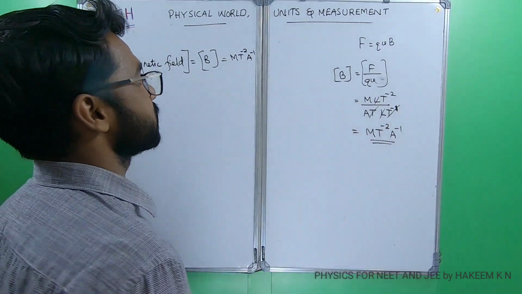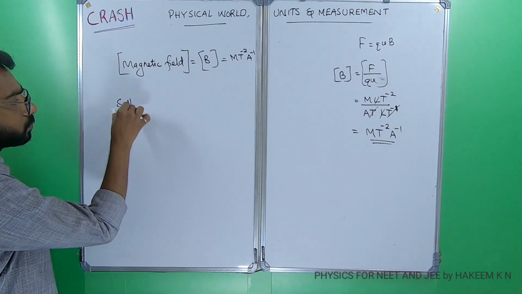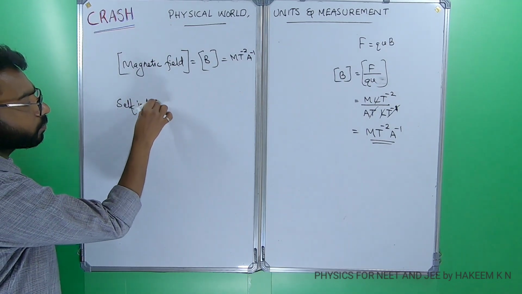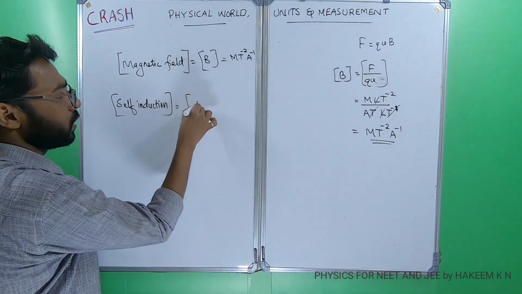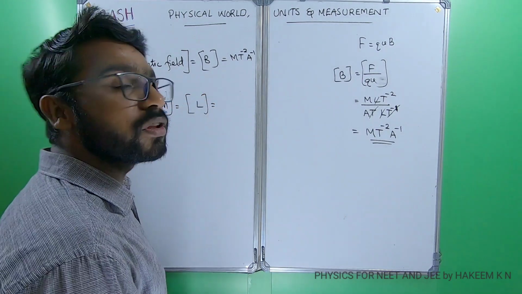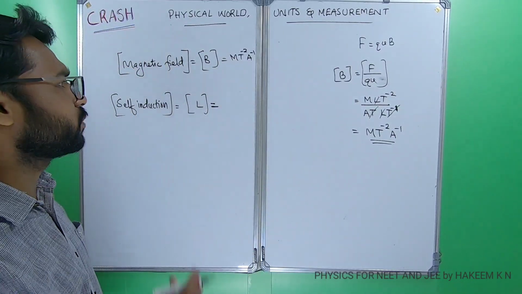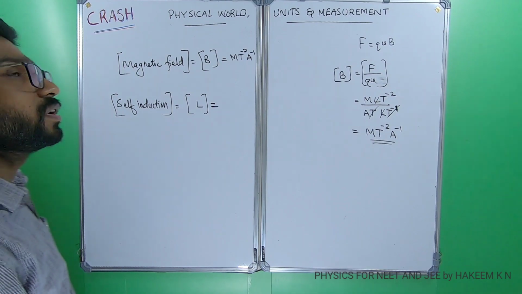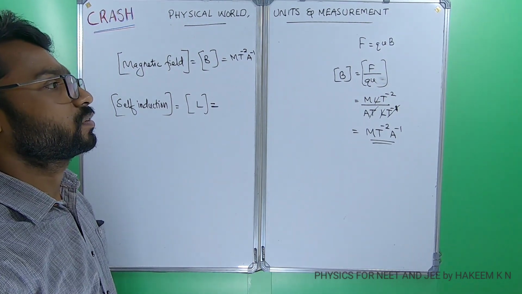So think about the simplest equation of the quantity. And another example, self-induction, capital L, and the same dimensional formula applies for mutual induction too. How to find the dimensional formula of self-induction? What is the simplest equation of self-induction?